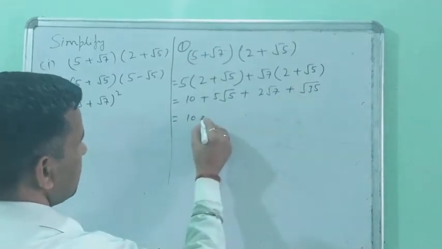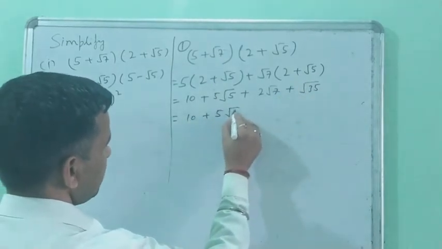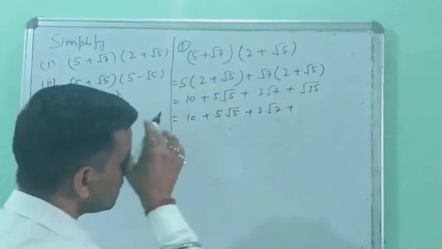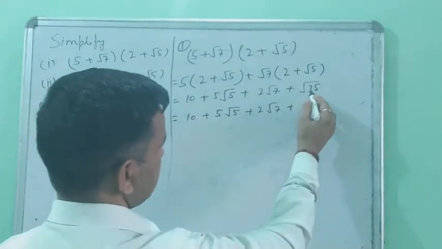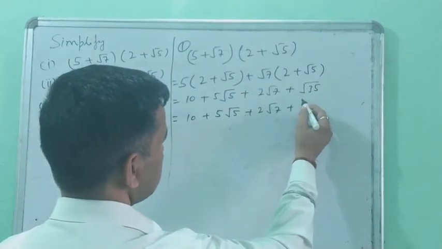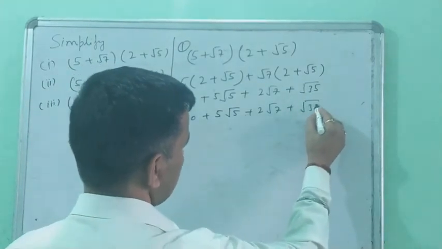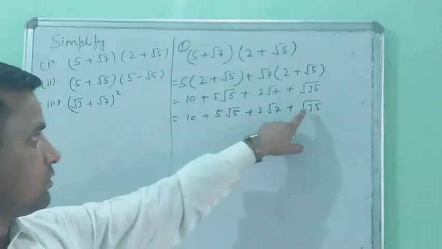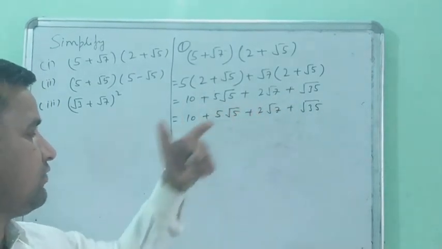So 10 plus 5 root 5 plus 2 root 7 plus root 35. Simplify this. 7 5 is 35. So no more multiplication is possible. This is your final answer. 35 is not any square number here. So 7 5 is 35. So no addition here. So this is your final answer.